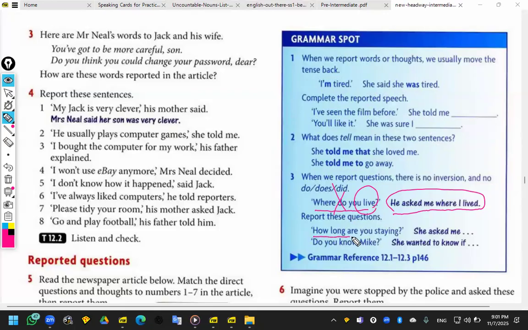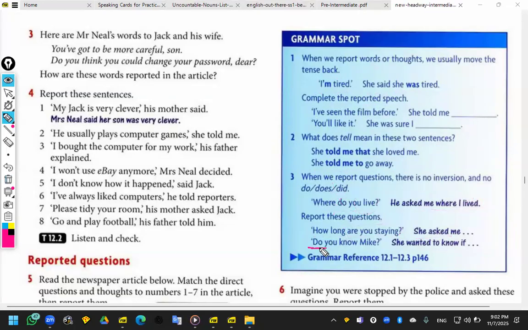What about this one? How long are you staying? She asked me, okay, how long what? I was staying, because here we have present continuous. It becomes past continuous. Be careful about the pronoun because even the pronoun should be changed.